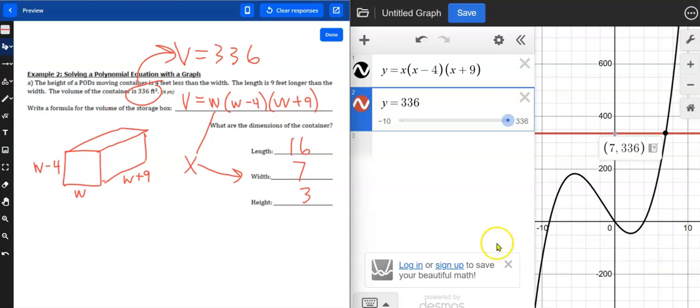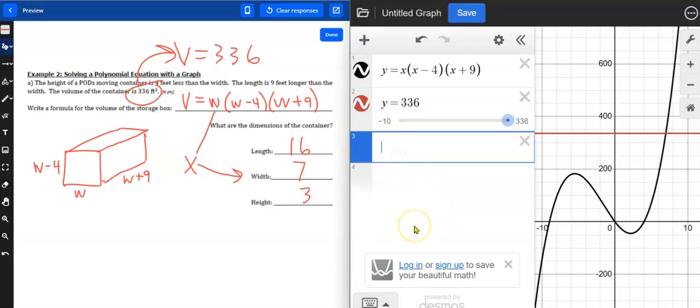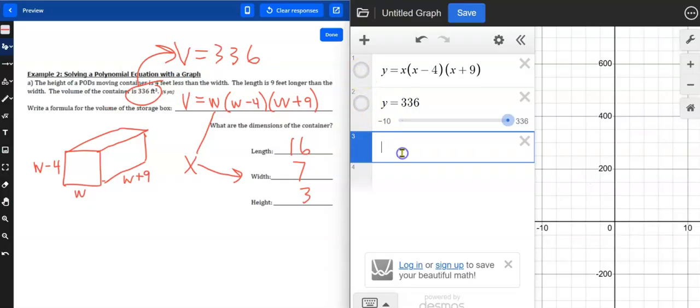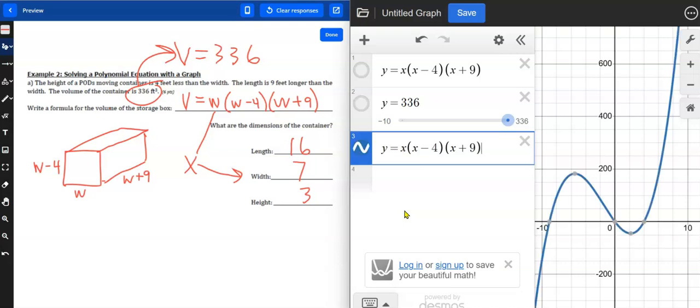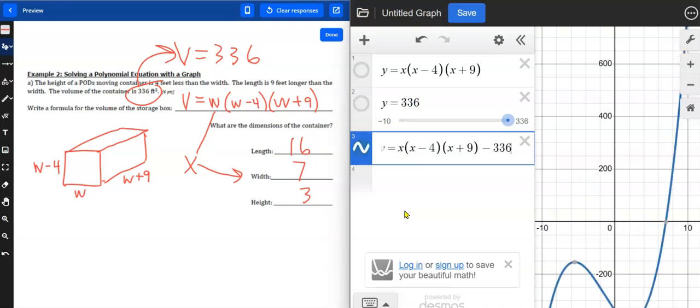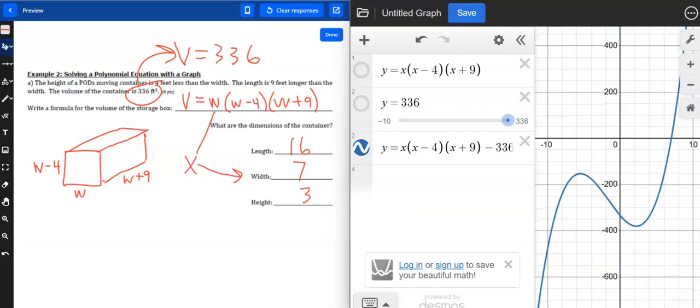Now, there is another way we could have done this question. Suppose we took our equation. Here, I'm going to shut these off so you don't see them on the graph. Suppose I took my equation and I subtracted, sorry, it's the same thing, x minus 4, x plus 9. I said minus 336. Minus 336. Now you'll see my picture, right? Here's my picture.